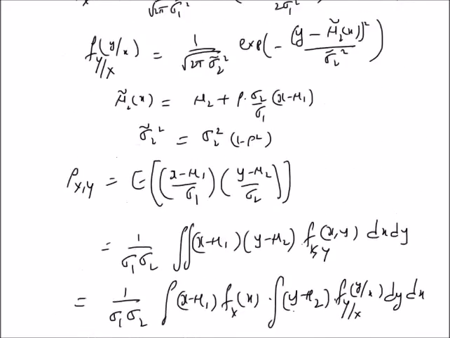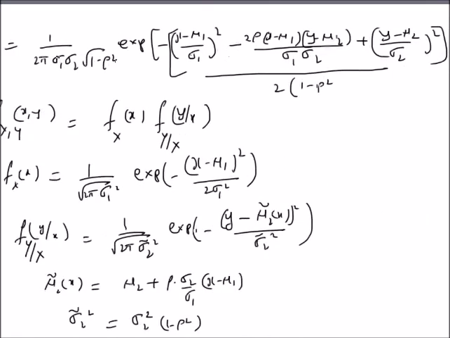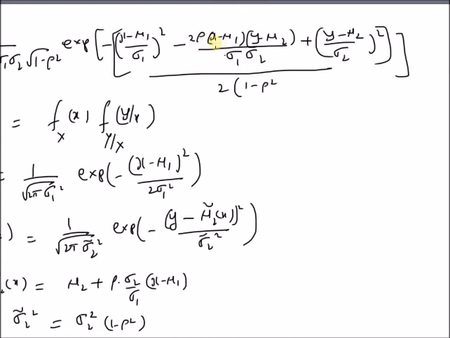That is the term in the bivariate Gaussian PDF. Note that when this correlation coefficient is 0, then this is basically the product of the two marginal PDFs, and x and y are independent in that case.